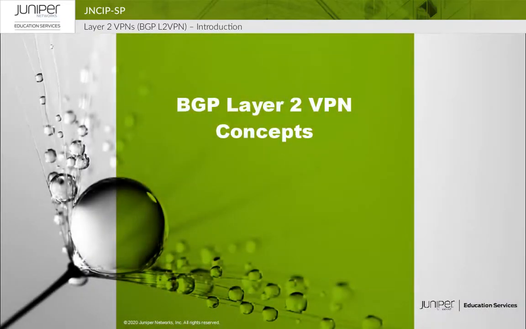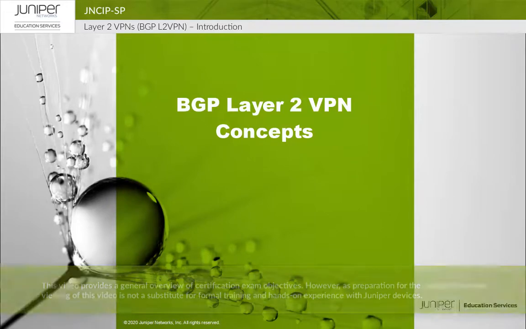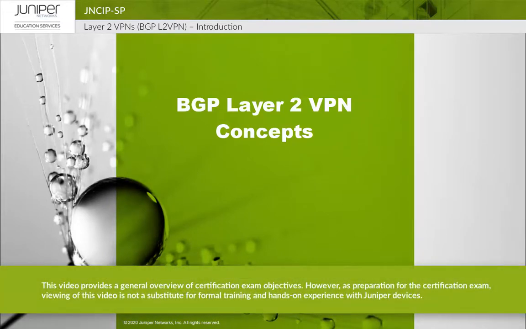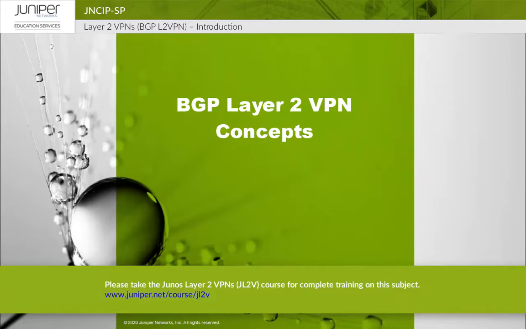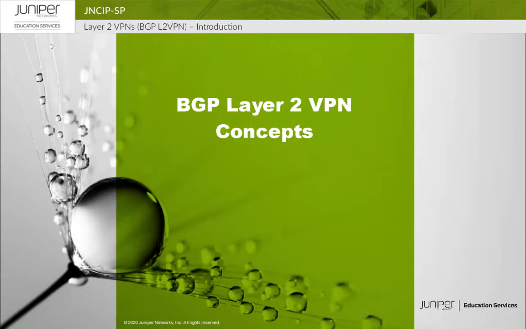In this section, we'll be taking a look at the BGP signaled Layer 2 VPN concept as it pertains to the JNCIP-SP exam. We'll cover the control plane and the data plane. For more detailed coverage of this topic, please check out the Juniper courses AJSPR, JL2V, and JL3V.